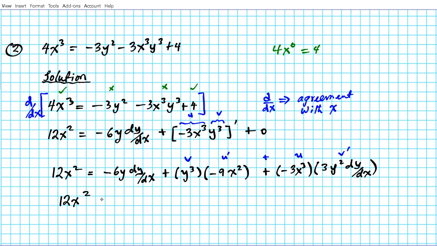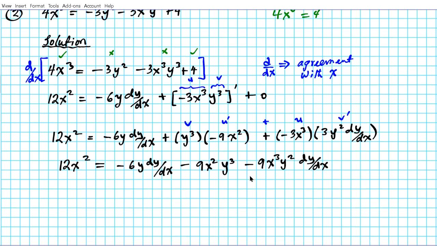So we have 12x squared equals negative 6y dy/dx. And then simplify this, minus 9x squared y cubed plus, well, that's no longer a plus. If you distribute the sign, you have minus 9x to the third y squared dy/dx.